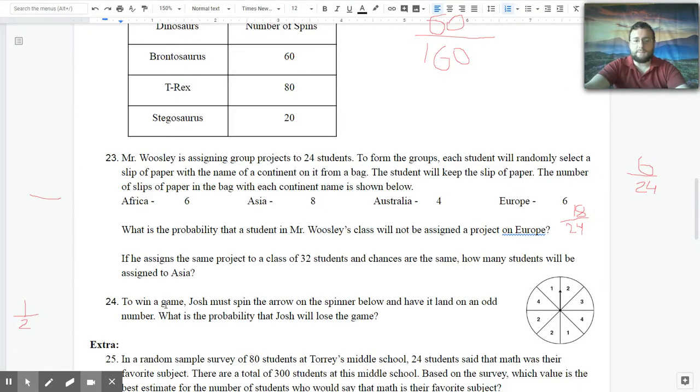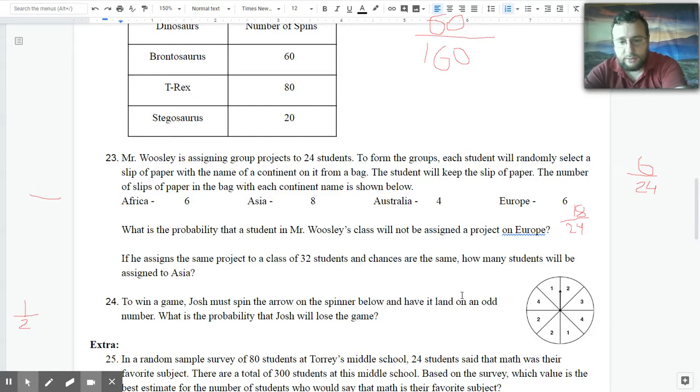And we have one last problem here to put in this video, which is Josh is trying to win a game, and he has to land on an odd number. So what is the chance he will lose? Now, as you can see here, there are 8 numbers total, and half of them are odd, and half of them are even, or no. No, you got to look carefully. There's another 2 over here. So that's lesson learned, right? Look at the thing carefully before you do it.